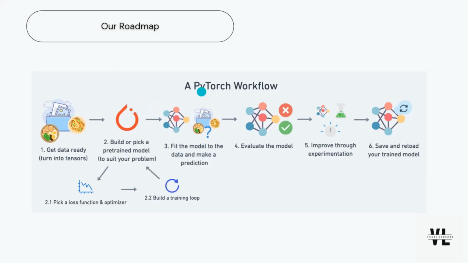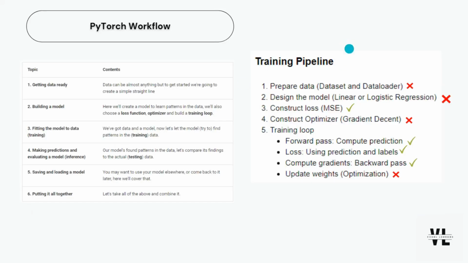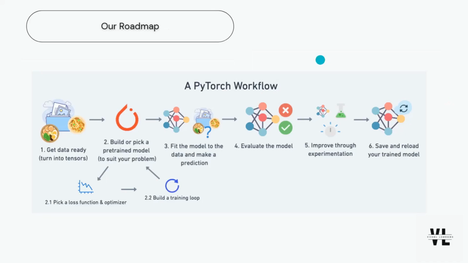So let's see a diagram which represents the workflow in PyTorch. First, we need to get the data ready. Then we need to turn it into tensors. The basic data structure for PyTorch is tensors, so we might have NumPy arrays, unstructured data or images, but we need to convert them into tensors so that they can be used for our PyTorch model. Second, we need to build or pick a pre-trained model. We need to construct our model by using the pseudocode that we used here. And we need to pick a loss function and optimizer.